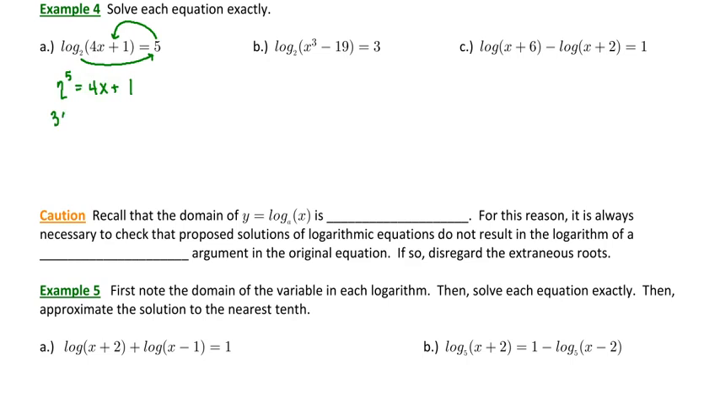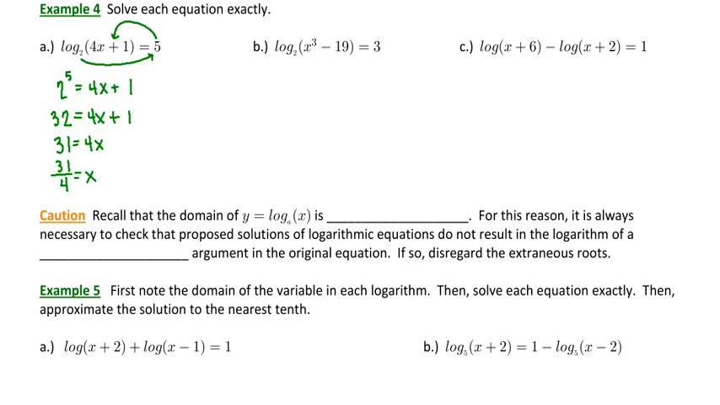2 to the 5th power is equal to 32. So we have the equation, 32 equals 4x plus 1. Now that we've converted it to exponential form, notice the resulting equation is a linear equation, and we can solve this by isolating x. So we'll subtract 1 from both sides, and then divide both sides by 4. So it looks like our solution is 31 over 4.